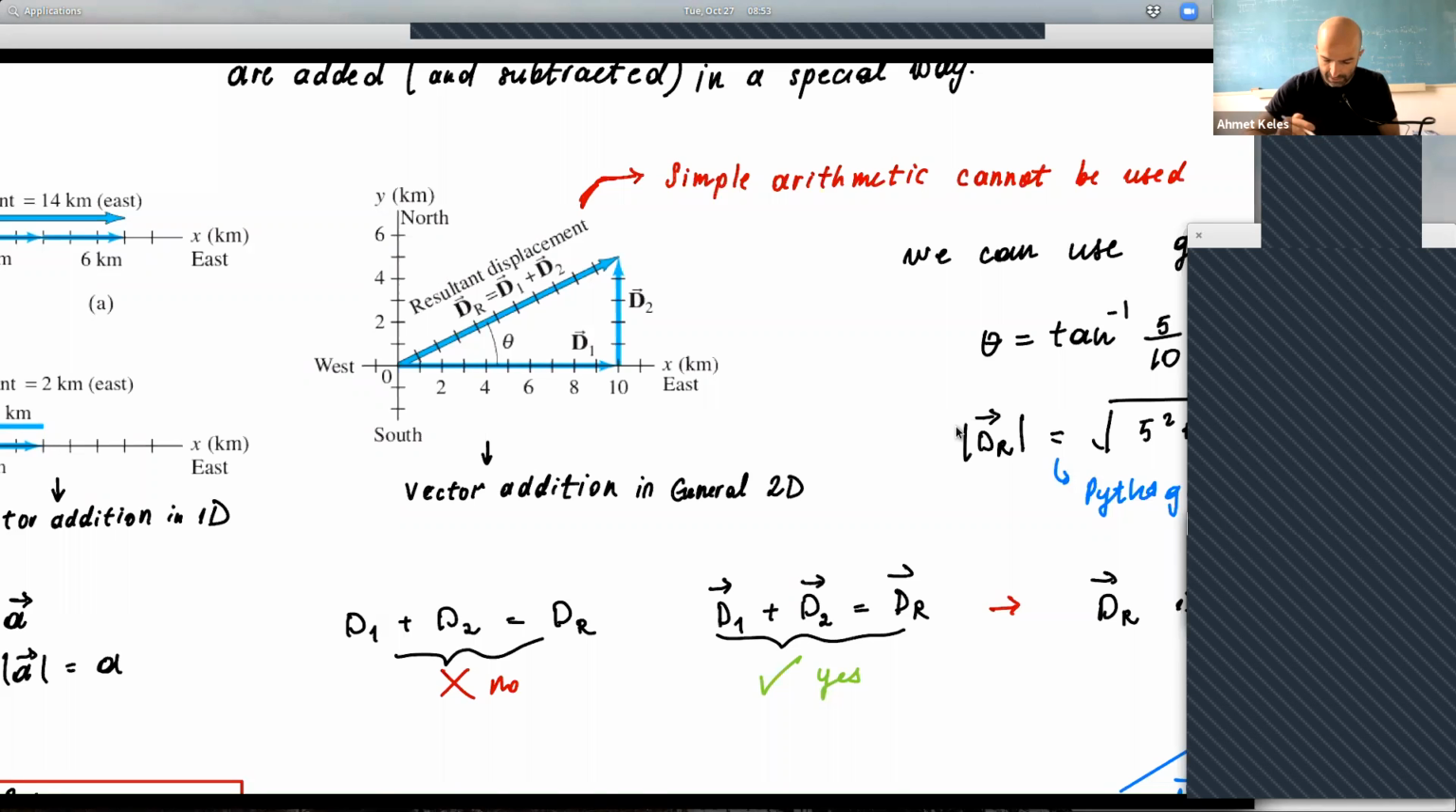And for this, we use this kind of notation. We have the D1 vector. We indicate D1 is a vector with an arrow on it. And plus D2, again, the same thing, with an arrow on it, is equal to D_R, which is also an arrow.